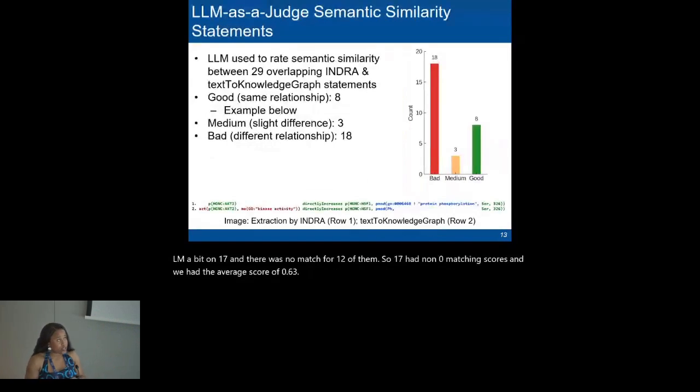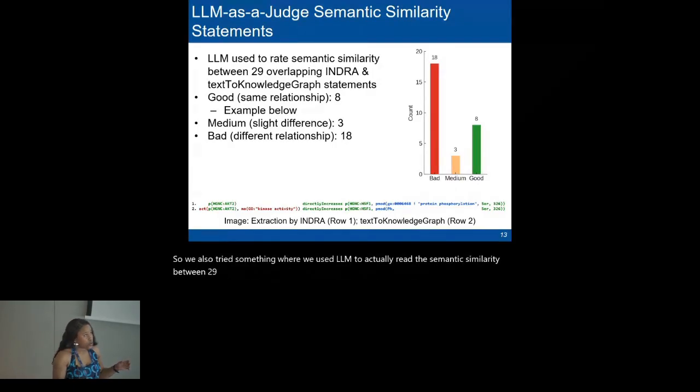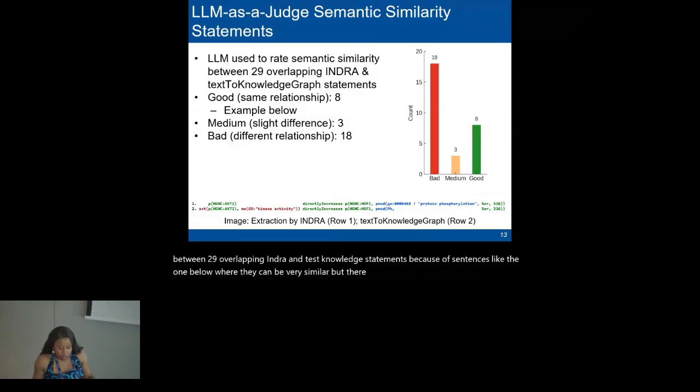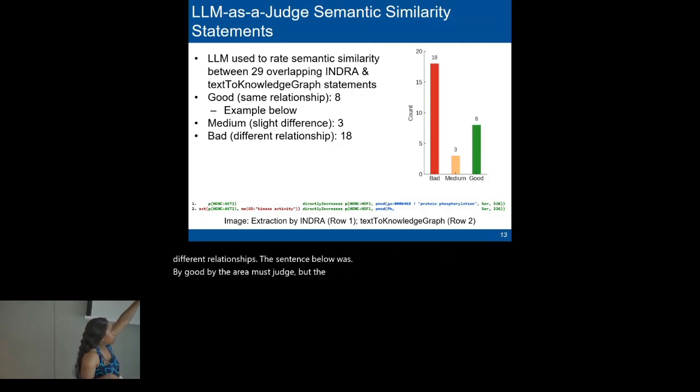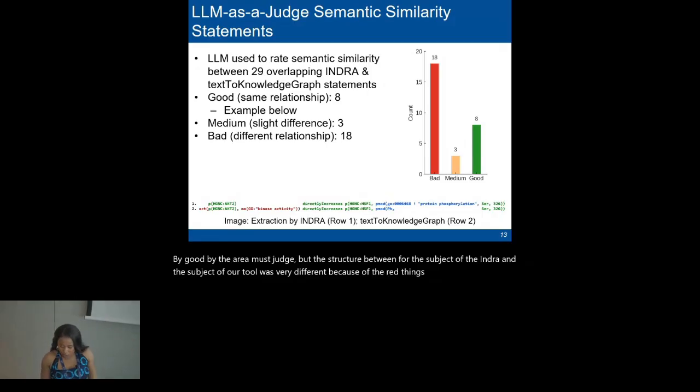We also tried something where we used an LLM to rate the semantic similarity between the 29 overlapping Indra and text-to-knowledge-graph statements, because of sentences like the one below, where they can be very similar but different in structure. We had three categories: good, medium, and bad. Good meant they were very similar, medium meant they were similar with slight differences, while bad meant they were completely different relationships. The sentence below was rated good by the LLM as judge, but the structure of the subject of Indra and the subject of our tool were different because of the red things that Indra did not have, but they were very similar.